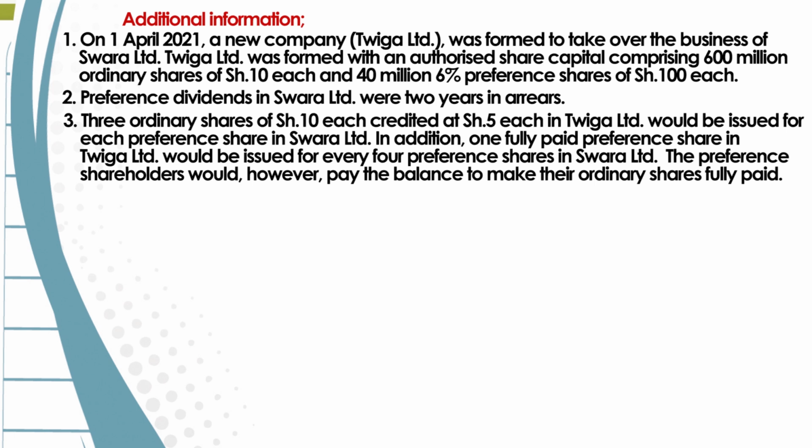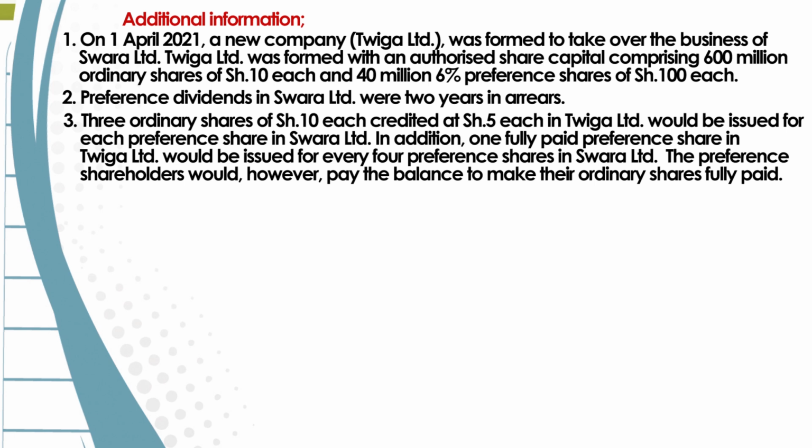So let's go to the additional information number 3. So in number 3, what are we told? We are told 3 ordinary shares of shillings 10 each, credited at 5 in Twiga Limited. Twiga Limited, you have to remember, is the new company, would be issued for each preference share in Swara Limited.